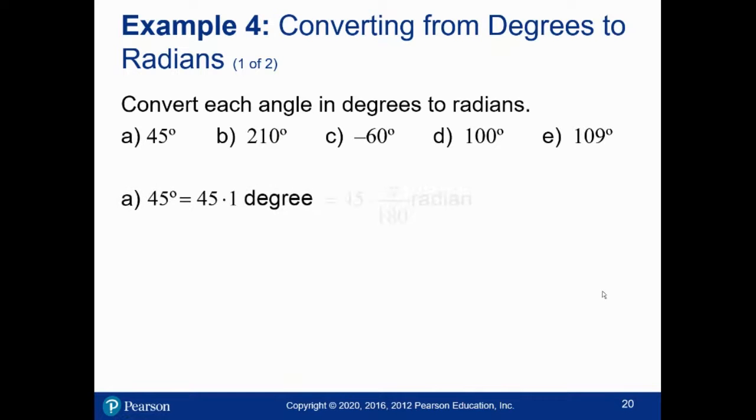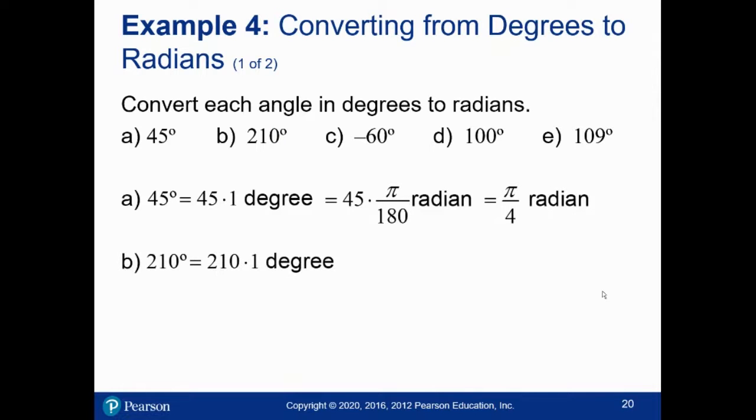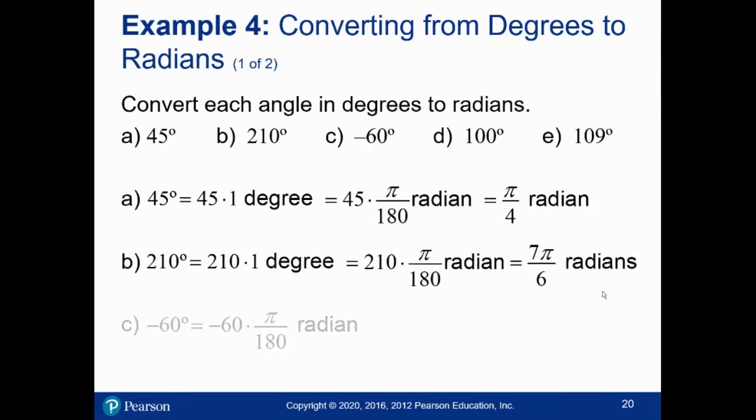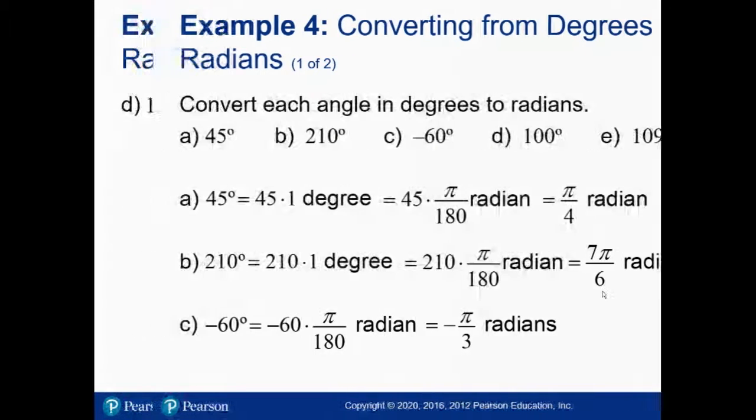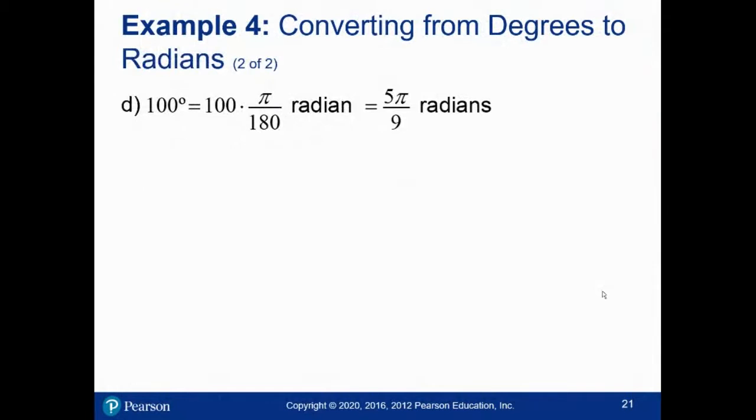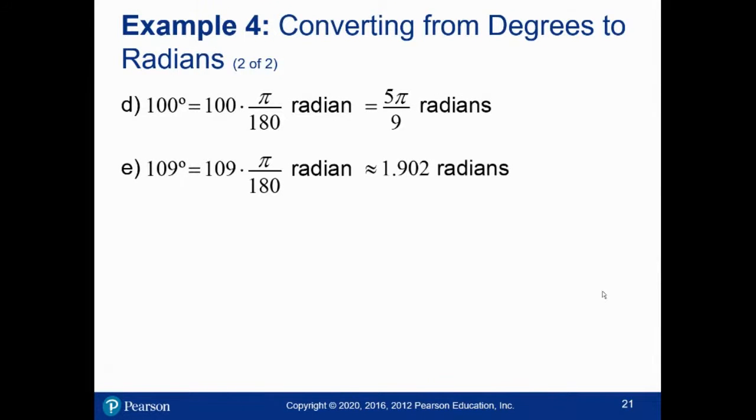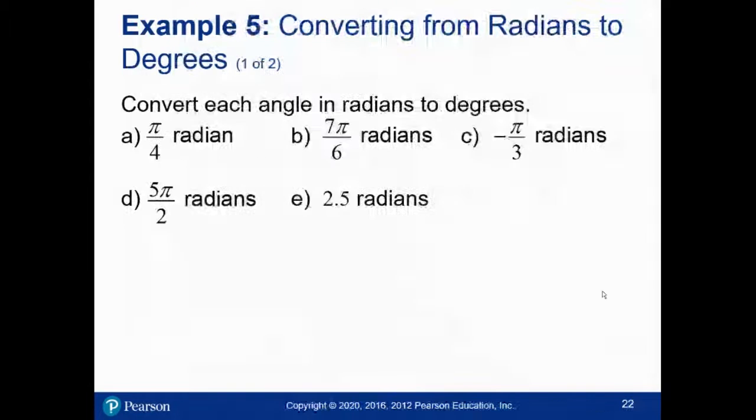Okay, so the first one, as we already did, is pi over 4. All of these, all you have to do is multiply by pi over 180. So 7 pi over 6 is how part B simplifies. Here is negative pi over 3 for negative 60 degrees. Hopefully you remembered that negative sign. 100 degrees is 5 pi over 9 radians. 109 degrees is about 1.902. The 109 and the 180 don't really simplify. If you had just left it like that, that's fine as well.